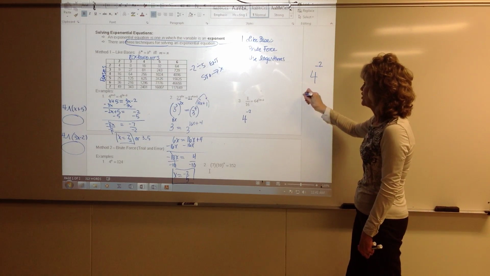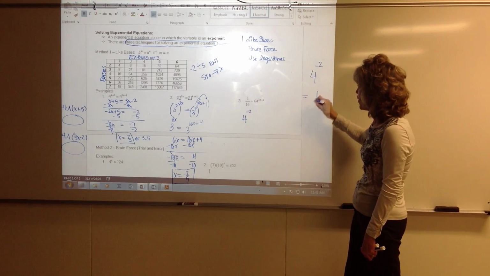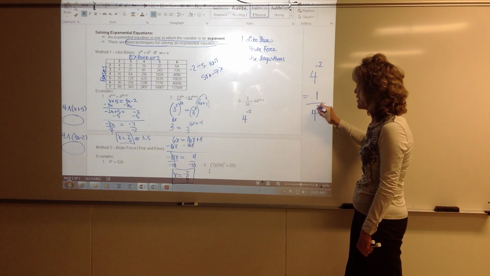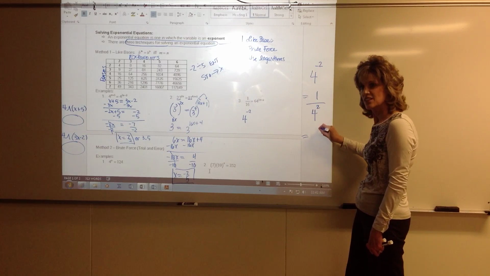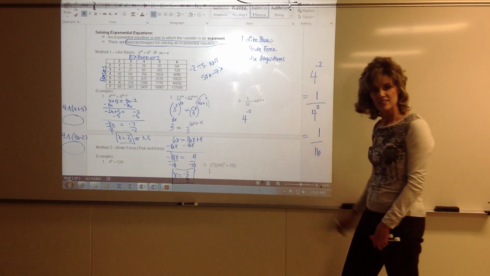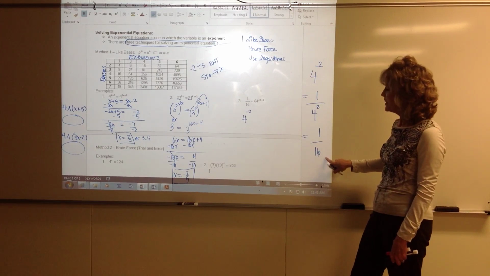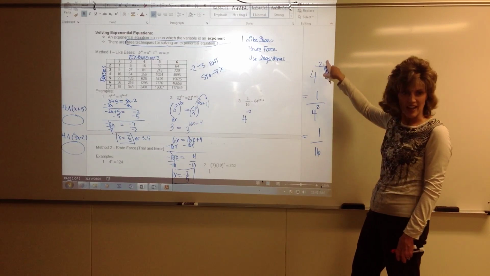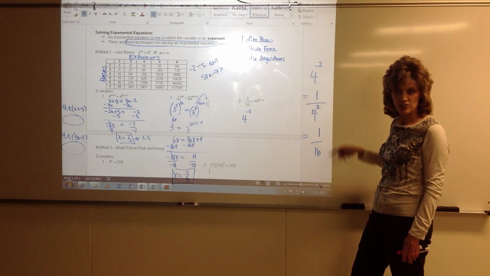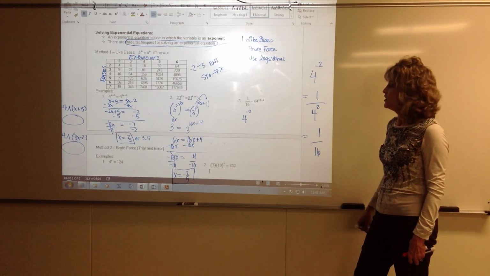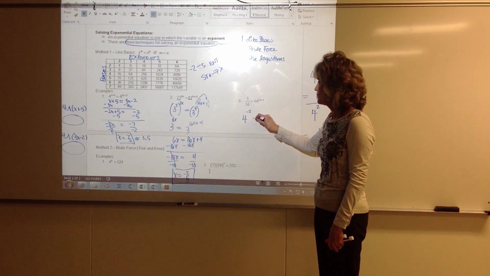4 to the negative 2 would be 1 over 4 to the positive 2, which is 1/16. So if you have a fraction that you need to get, you're going to have to use a negative exponent to get the fraction. Are you okay? So we got 4 to the negative 2.